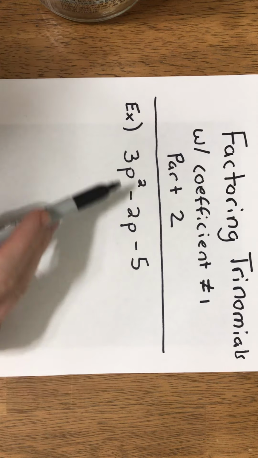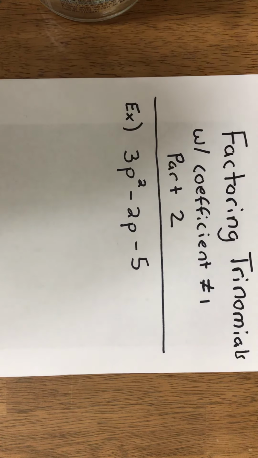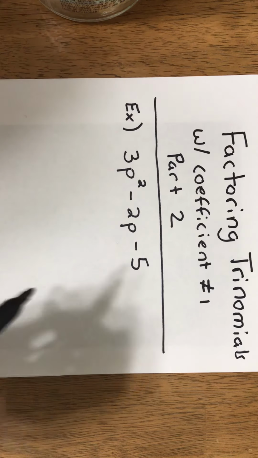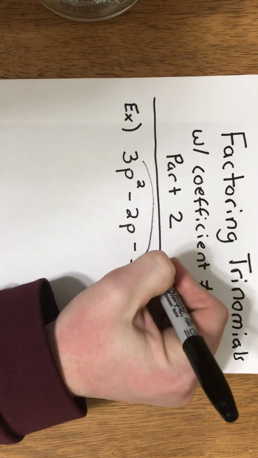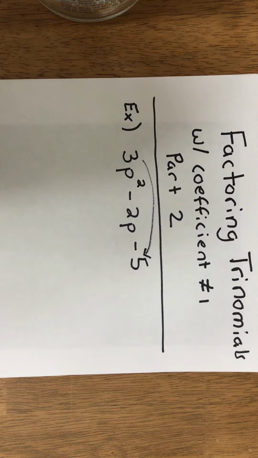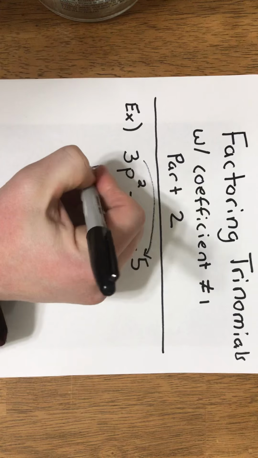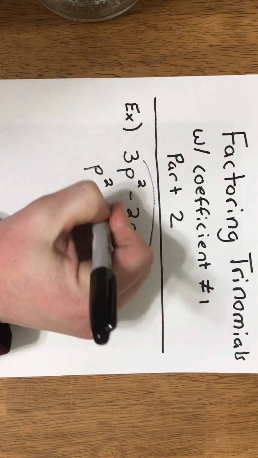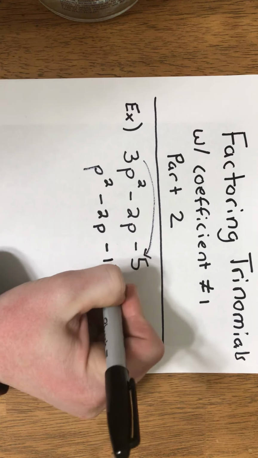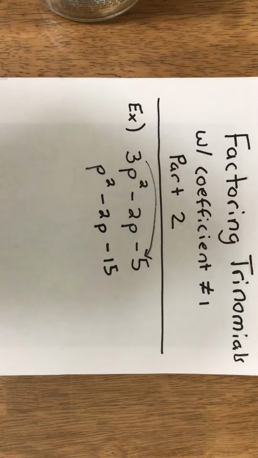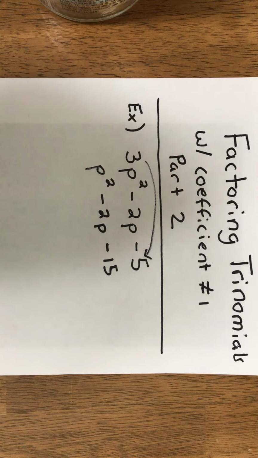So remember, we have a quadratic function here. We do not have a GCF, and we're going to try and factor this. We're going to use the slip and slide method. We're going to take our 3 and multiply it by the 5 at the end here. So this is going to leave us with p squared minus 2p minus 15. Now at this point we have a trinomial with a coefficient of 1.